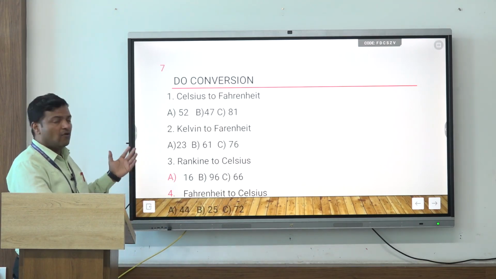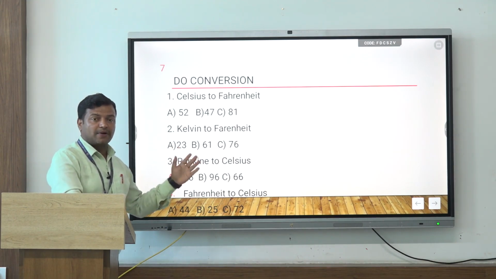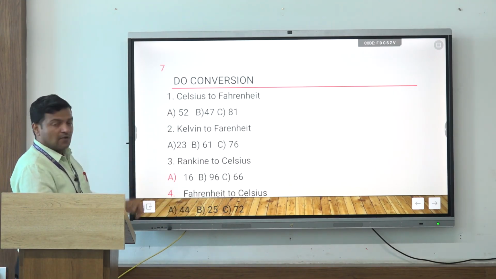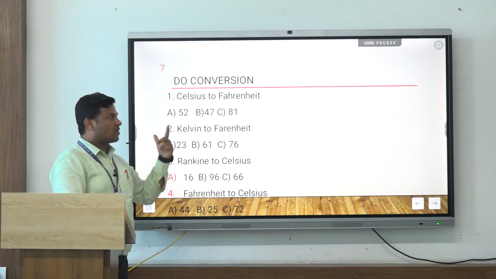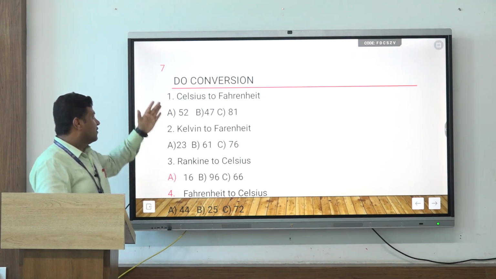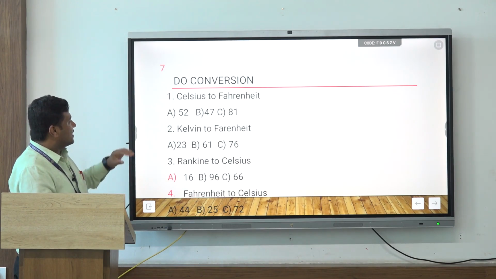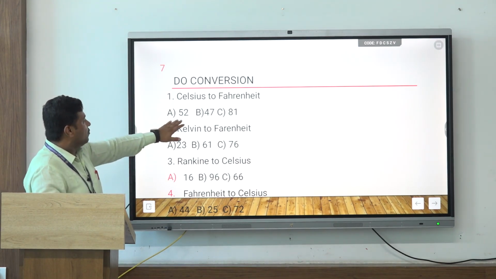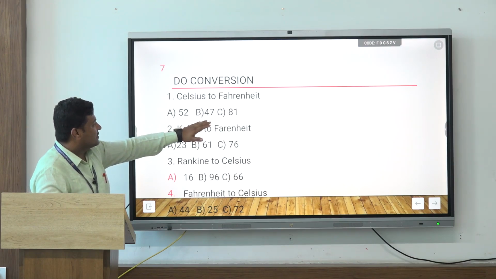You can solve various examples for temperature conversion. I have given these for your assignments. You can use the previous formulas for conversion of temperature scales. First question is Celsius to Fahrenheit. I have given the examples: A 52, B 47, C 81.